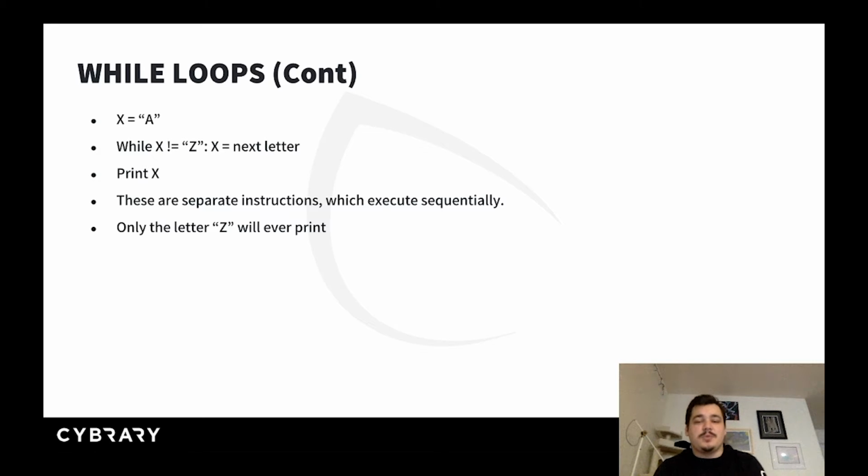Then outside of this while loop, as its own instruction, we say print x. Now you can see that I say here, these are separate instructions which execute sequentially, which means that this while loop is going to perform its behavior before the print statement ever happens.